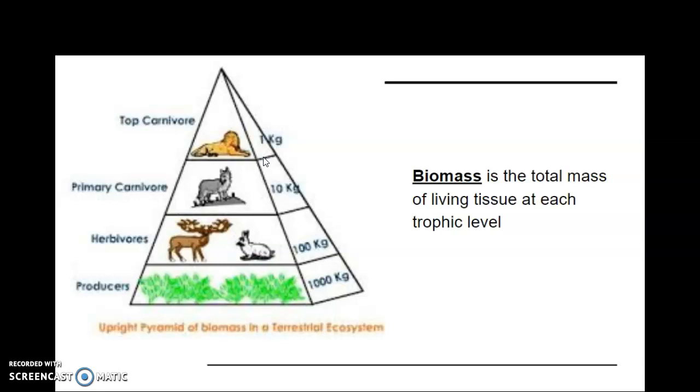This is because of that energy loss. If you only have 10% of the energy available at a trophic level, then you can only support 10% of the living tissue. So for example, if I have 1,000 kilograms of producer here, and they have 100% of the energy, if the herbivores or the primary consumers only get 10% of the energy, then I can only support 10% of the biomass. So I get only 100 kilograms.